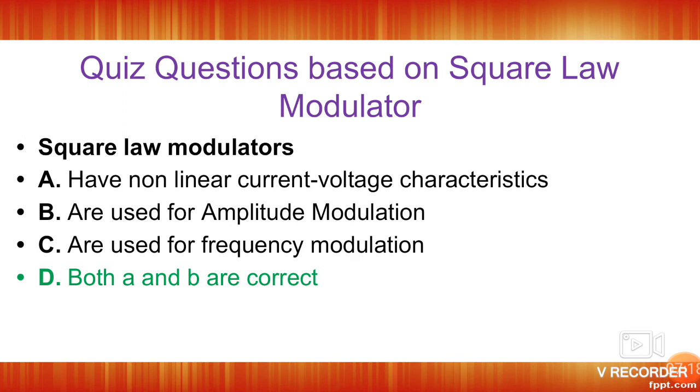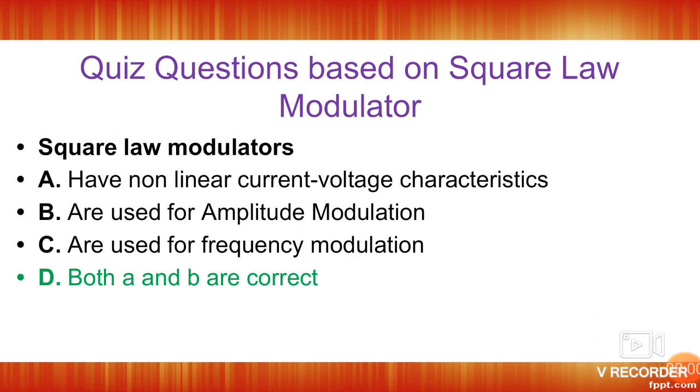And talking about the quiz question based on this square law modulator, the question is: what are the properties that square law modulators have? The first option is that they have non-linear voltage current characteristics, the second is that they are used for amplitude modulation, the third is that they are used for frequency modulation, and the fourth option is both A and B are correct.